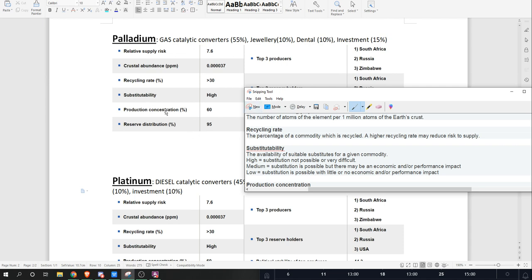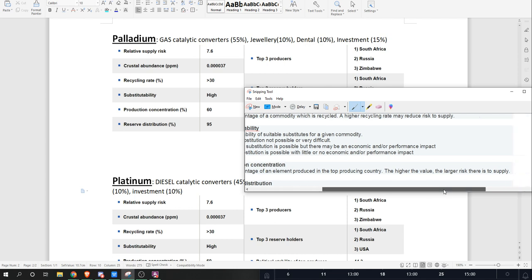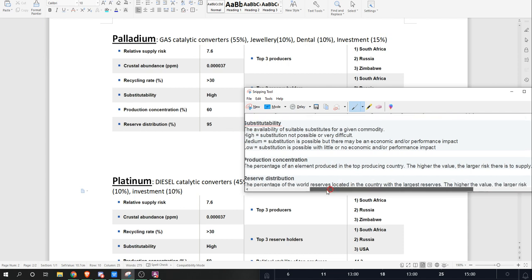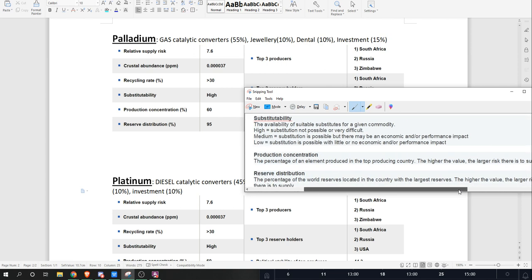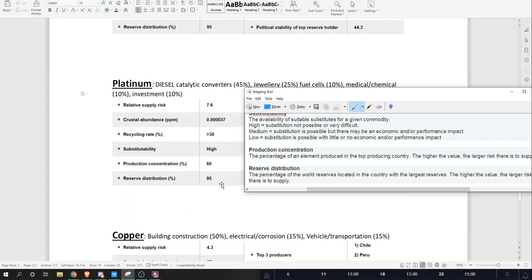And then the population concentration at 60 is a little bit high. The higher the value, the larger risk there is for there to be a risk in supply. And the reserve distribution is at 95, which is very high. The higher the value, the larger risk there is to supply. So we know that palladium has a very, very high risk to supply, and we can see that in the chart. And then platinum is a little less.